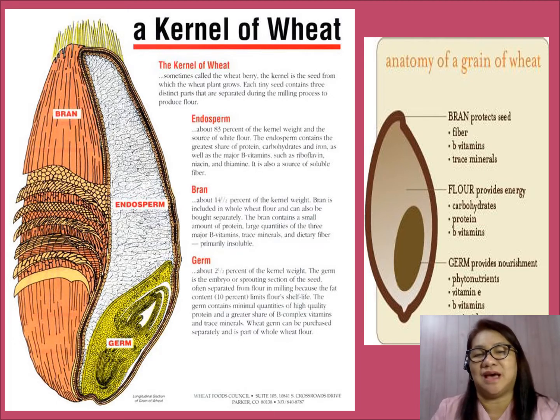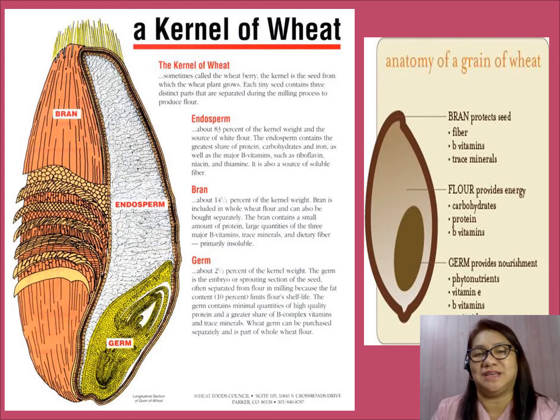The bran makes up 14.5% of the kernel weight. Bran is included in whole wheat flour and can be bought separately. The germ is about 2.5% of the kernel weight.